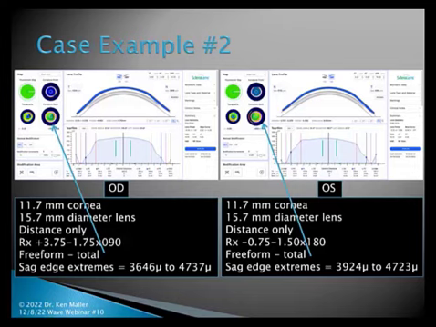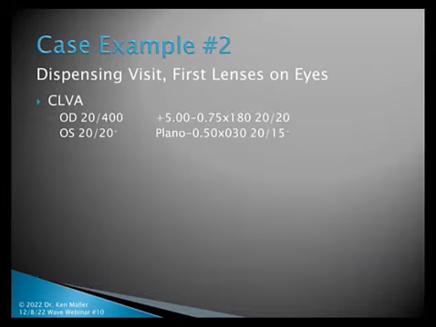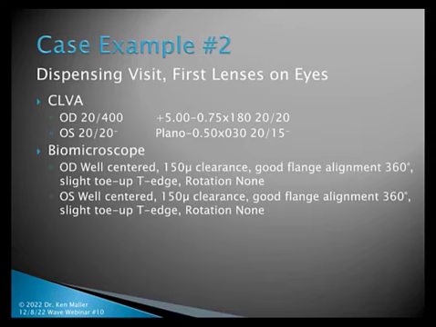First lenses on the eye at dispensing visit. I clearly missed the RX on the right eye by a lot of plus, but the left eye hit pretty close there, 20/20 minus, and very little over refraction got a 20/15 minus. The right lens was well centered, 150 microns of clearance. I liked the flange alignment all the way around. There was a slight toe up at the temporal edge, but there was no rotation. On the left, basically the exact same issues, along with the toe up at the temporal edge.